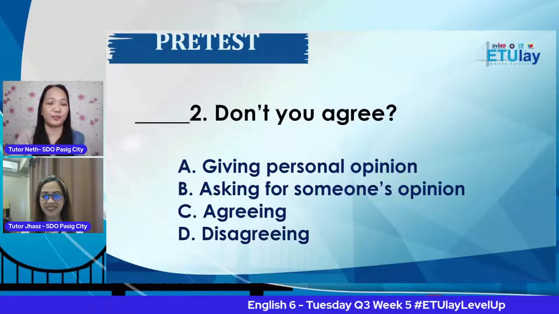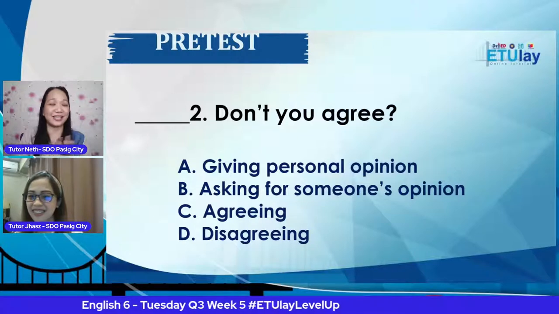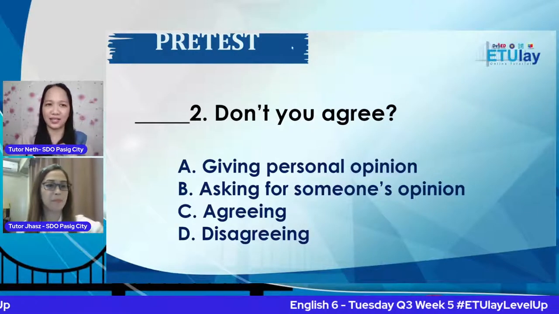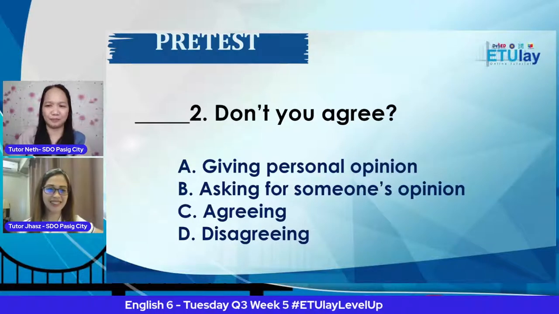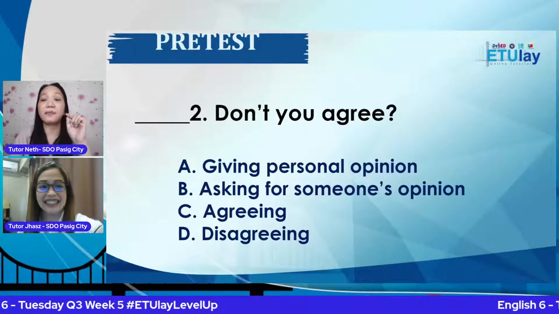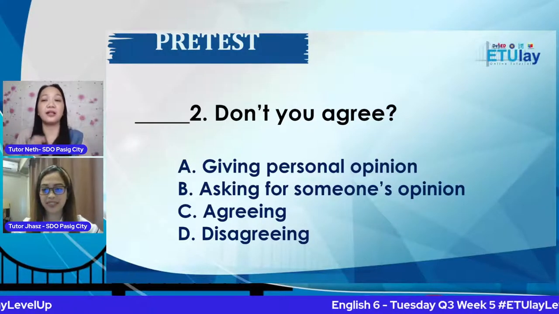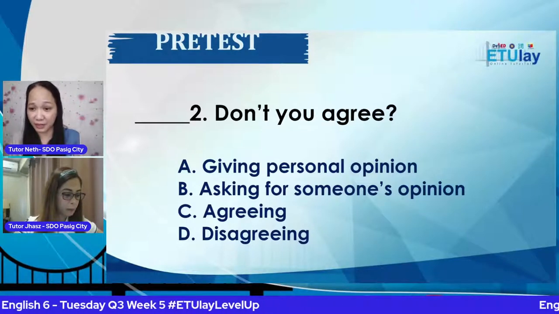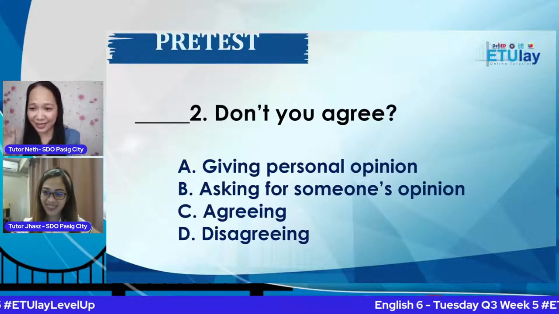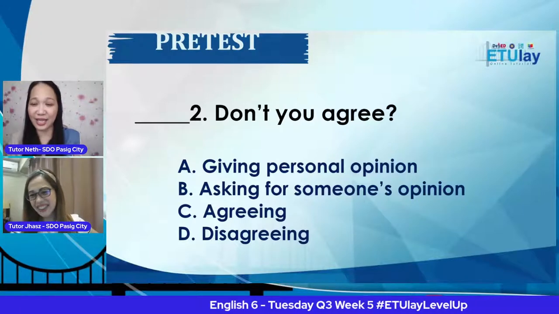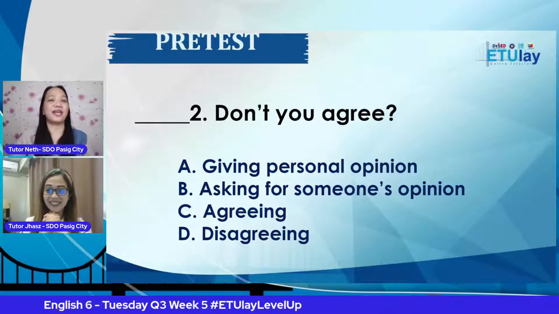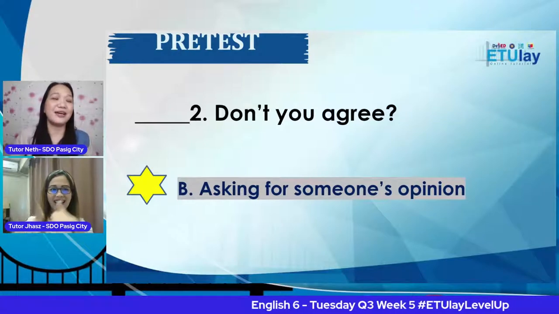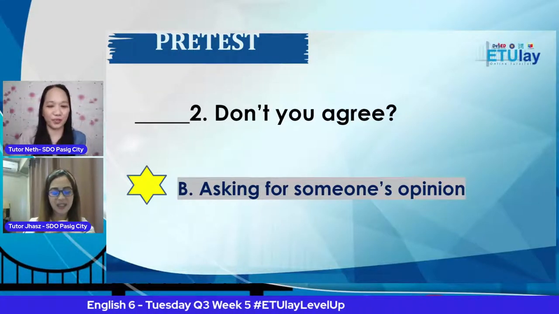Now, let's move on to number two. Don't you agree? What is that? Letter A, giving personal opinion. B, asking for someone's opinion. C, agreeing. Or letter D, disagreeing. What kind of statement is that? Don't forget to type in first the number of the item followed by your answers. Okay, B, B, B, B. Let us see the correct answer. Yes, of course, learners, you are correct with letter B, asking for someone's opinion.